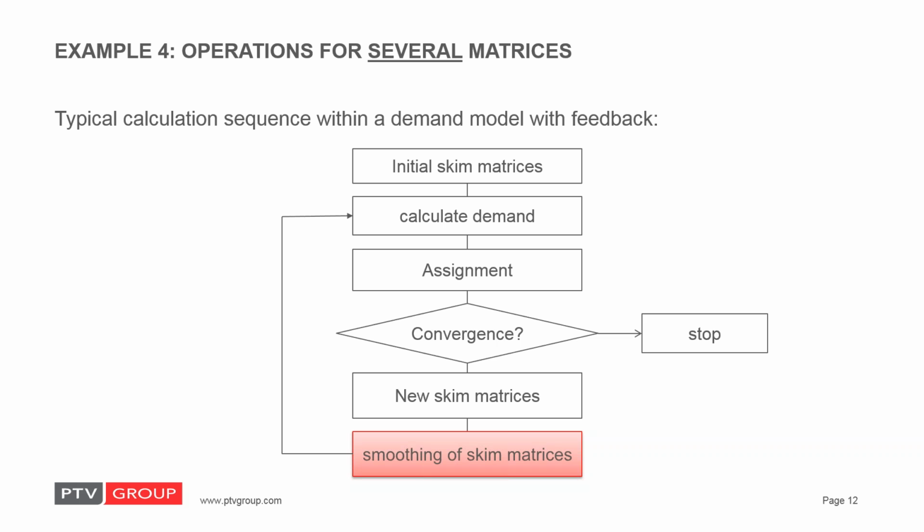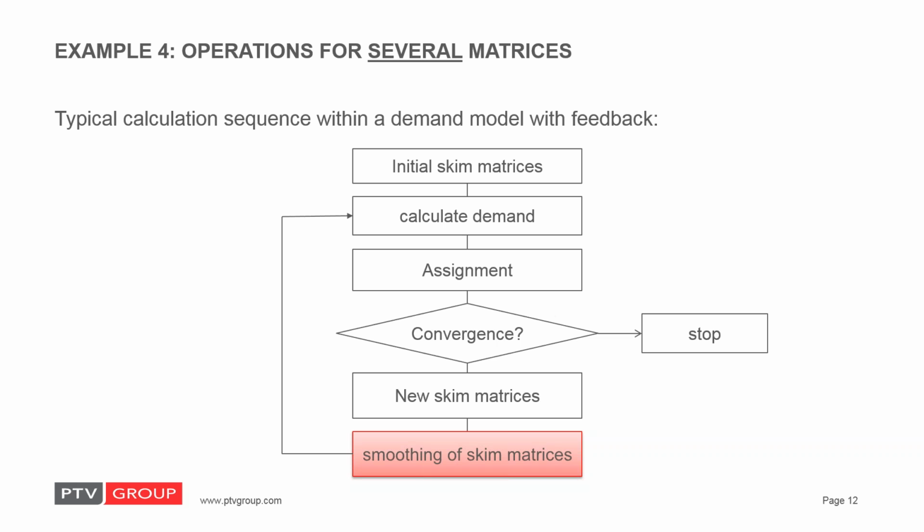The calculation starts with the calculation of the initial skim matrices. That is followed by the demand calculation, meaning trip distribution and mode choice, and that is followed by an assignment. Then there is a convergence check, and if the convergence condition is not true yet, then new skim matrices are calculated based on the latest assignment. And these skim matrices are then smoothed with those from the previous iteration.